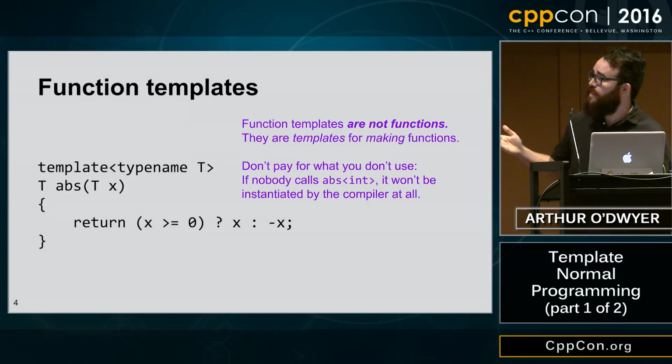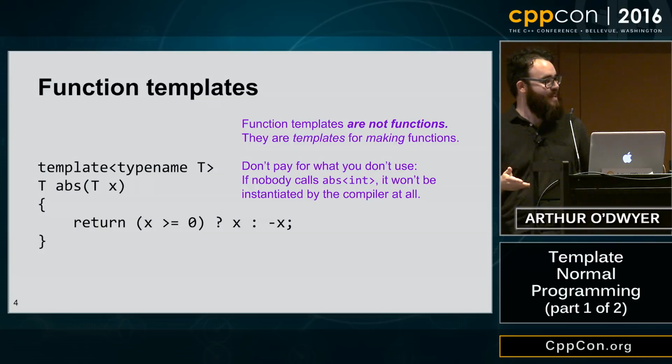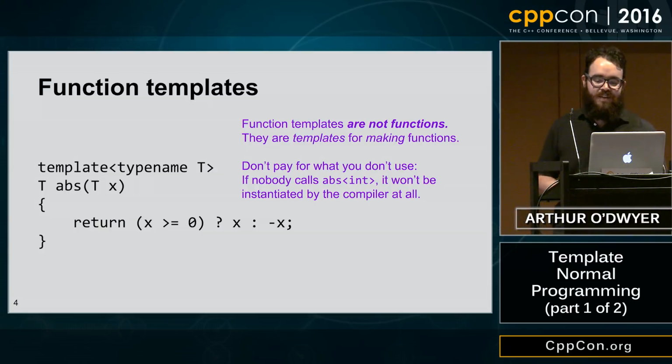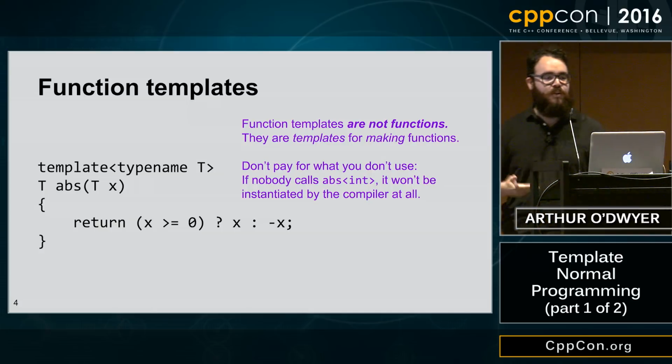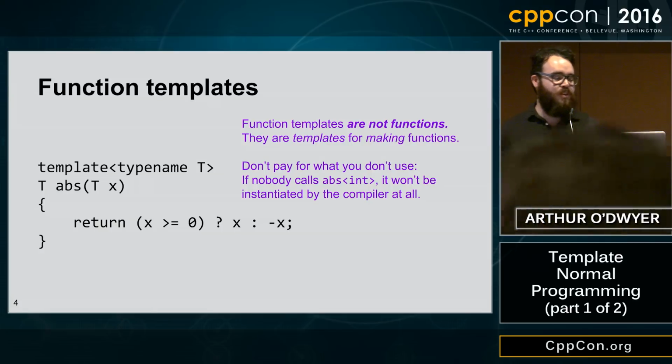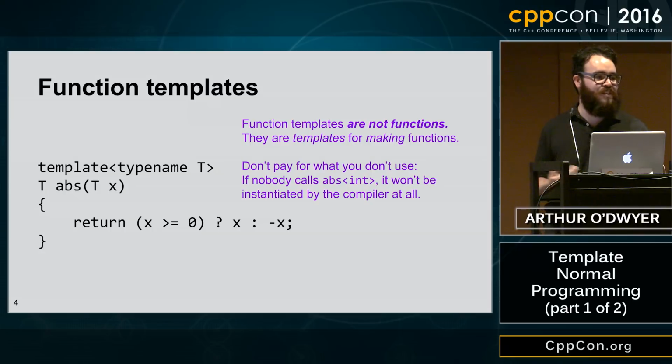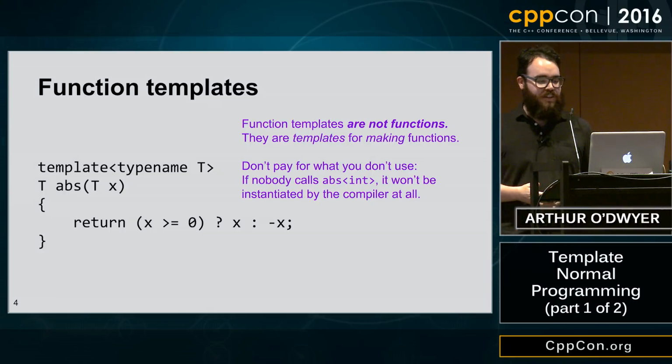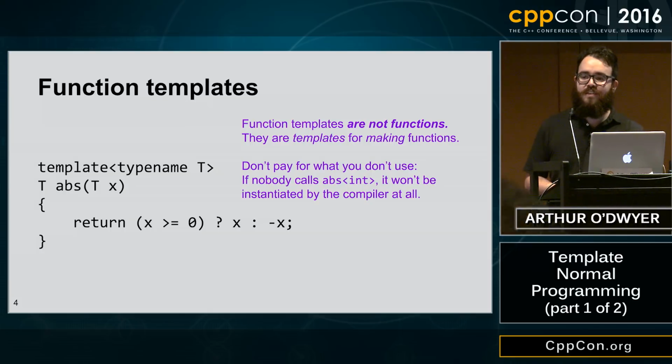A function template is not a function. It is a template. It is a template for making a function. It looks something like this, and it gives us a recipe for stamping out copies of the abs function with different T's, right? You can get abs of int from this, you can get abs of double from this, and so on. And we don't pay for what we don't use, right?